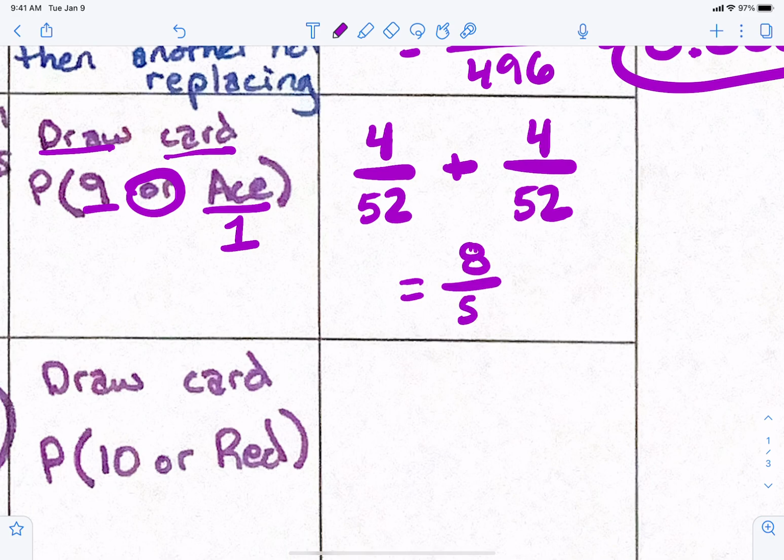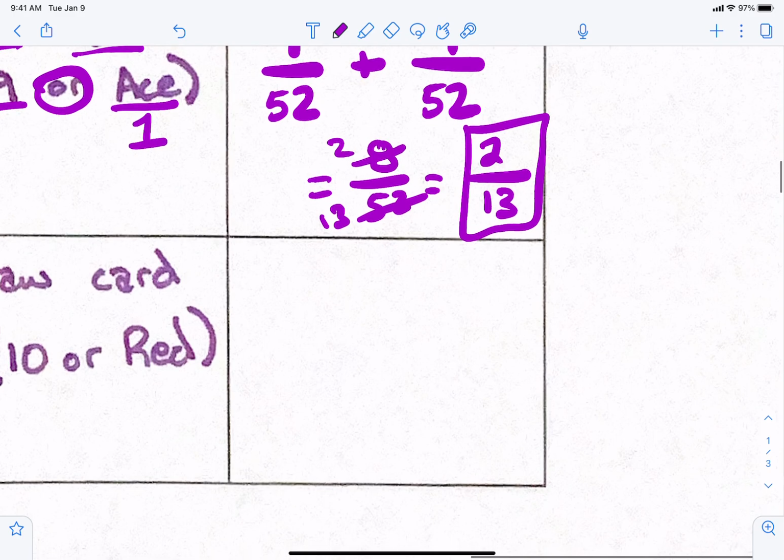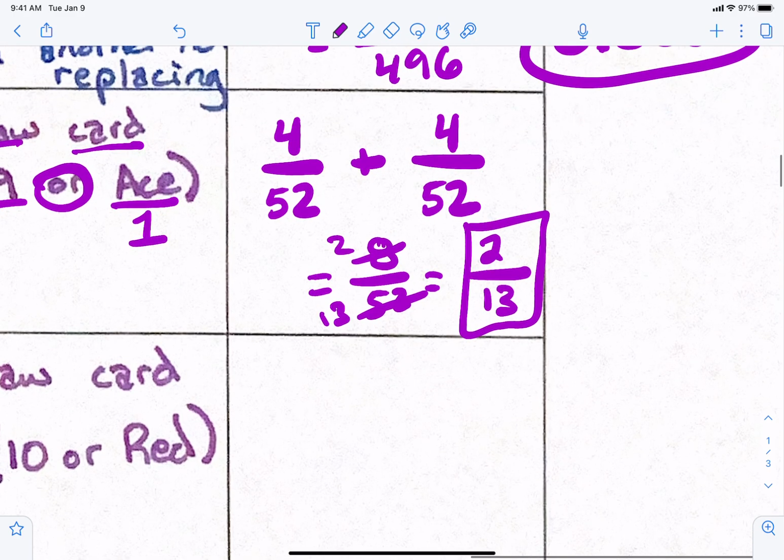So what's the chances of me getting a 9 or an ace? 8 out of 52, which is, if I divide both of them by 4, it would be 2 over 13, I think. Yeah, 2 out of 13. Or whatever that is as a decimal. So when it's an or, we add them. When it's an or, you add. Exactly. Or you add. Okay?